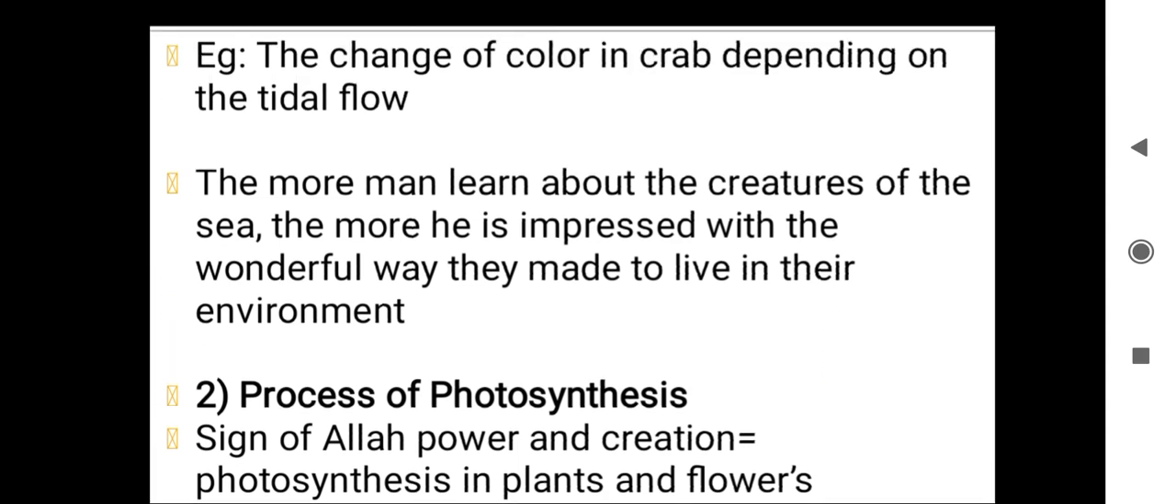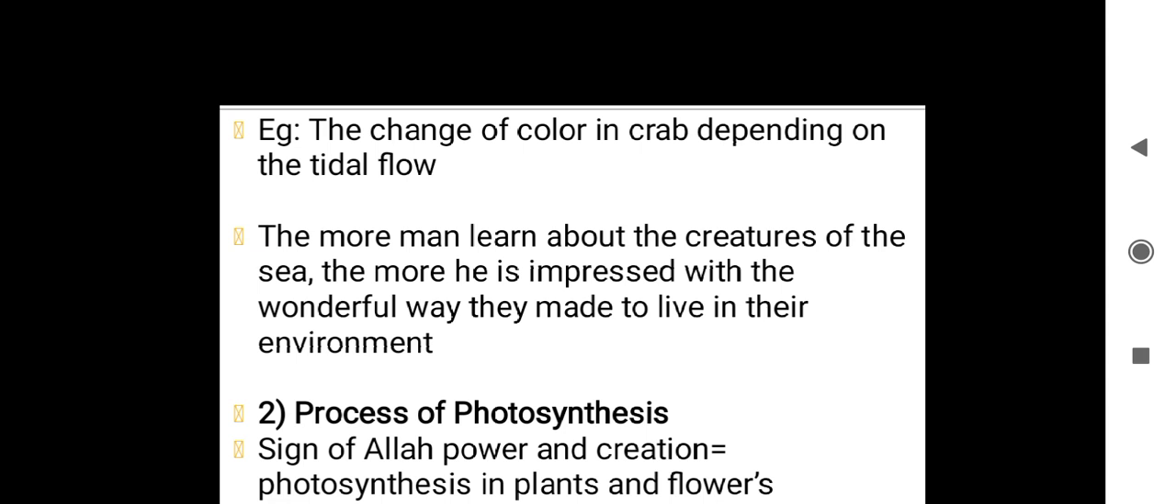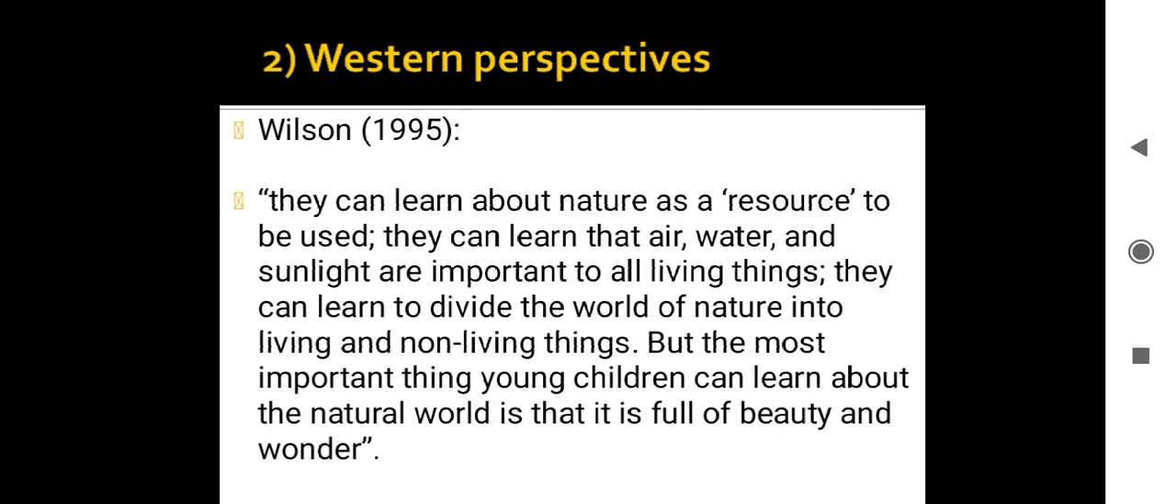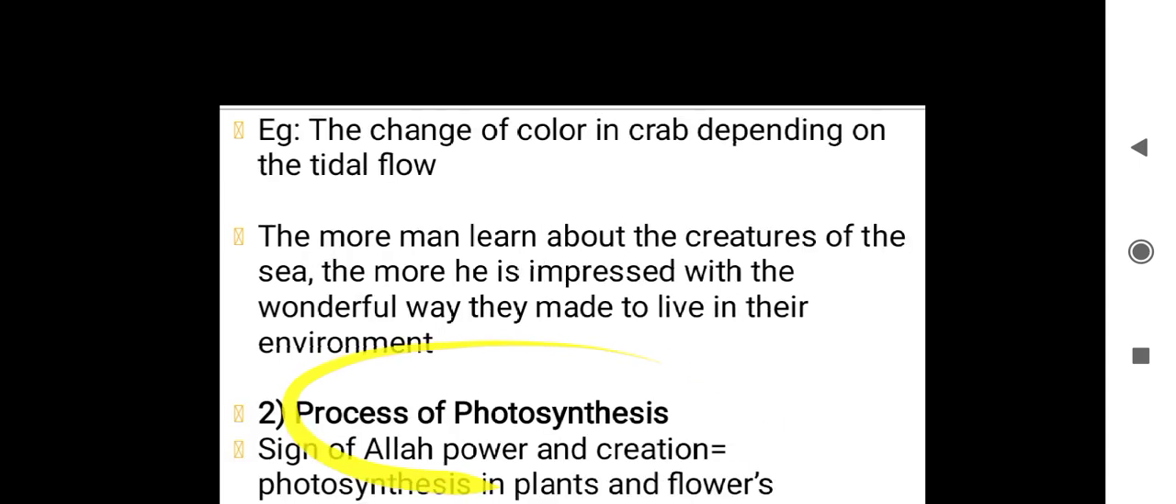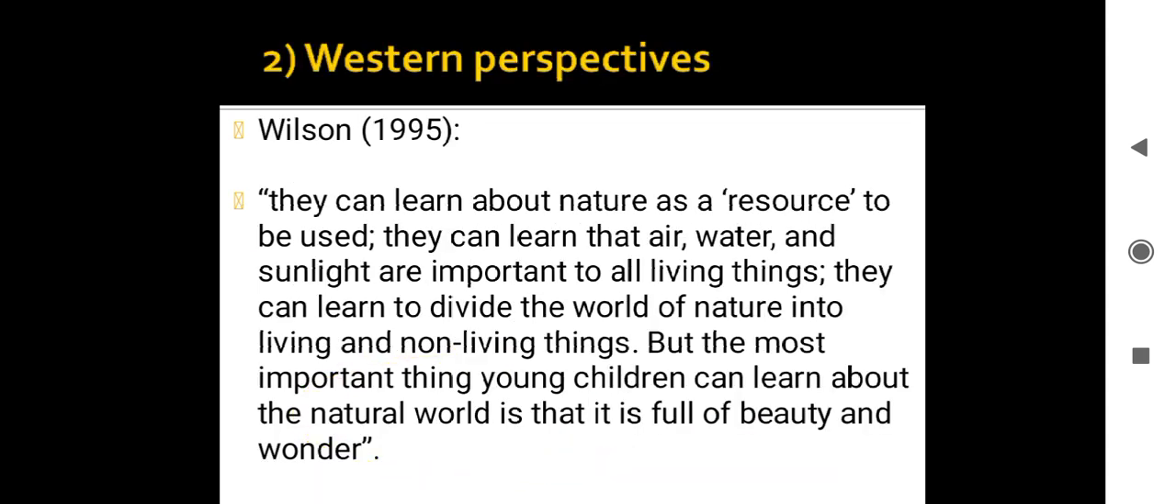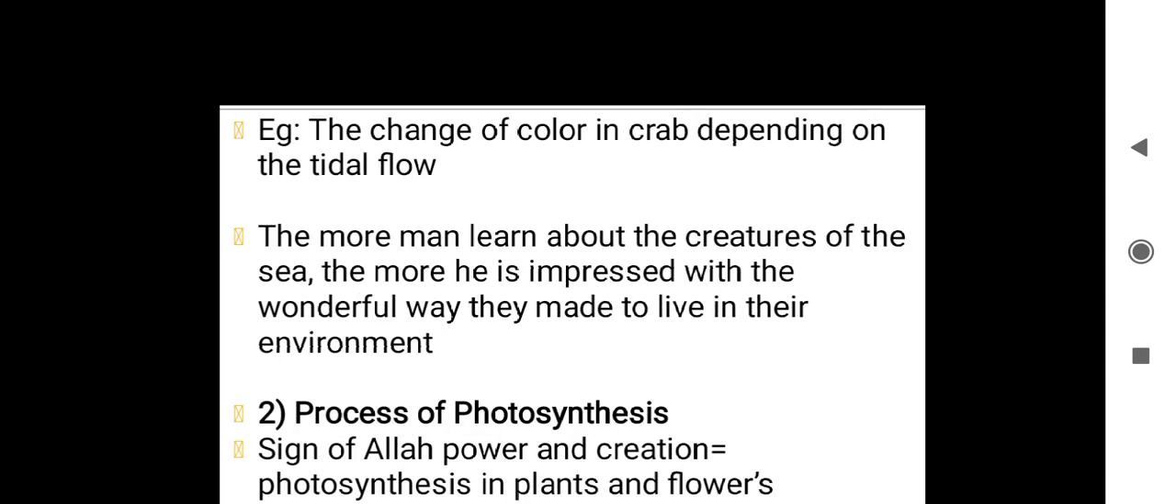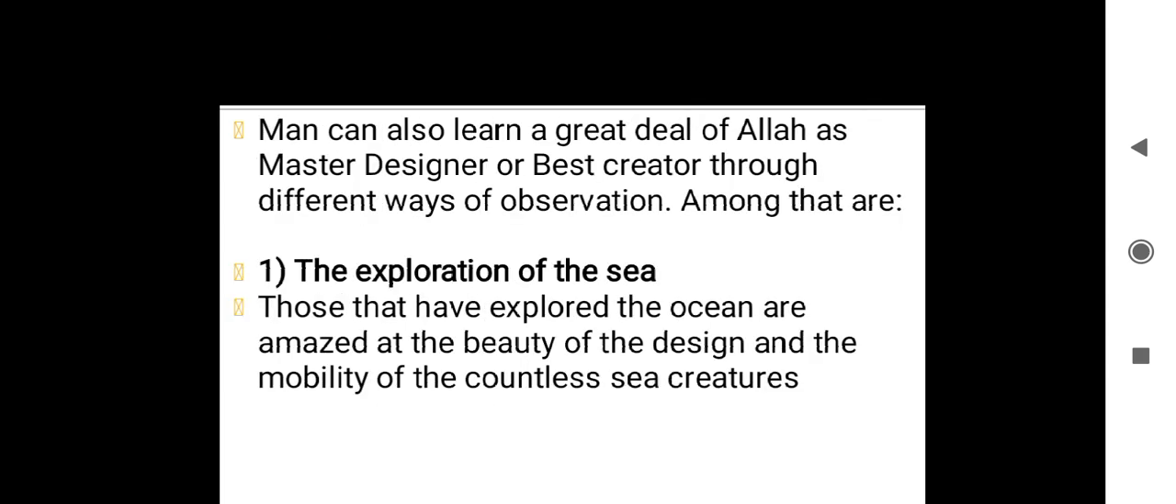So next, we make an observation of photosynthesis. If we look at the process of photosynthesis, we are able to see the sign of Allah's power and creation. Photosynthesis in plants and flowers. All right, so this is the thing that we can observe in our environment, which is the process of photosynthesis, and number one is exploration of the sea. By observing this, you will see the beauty of the creation.